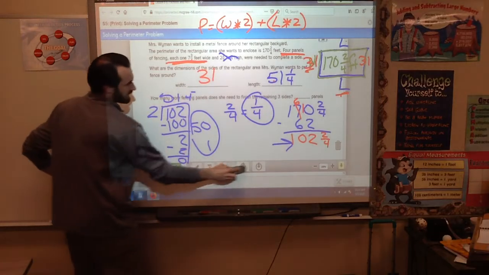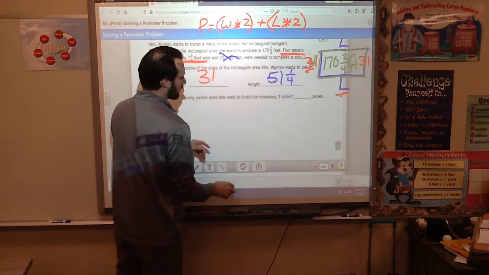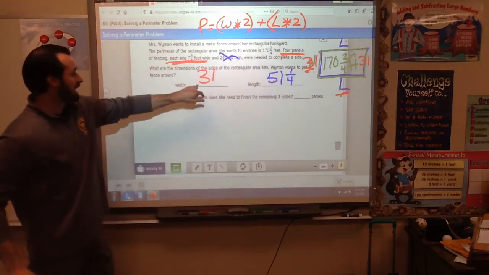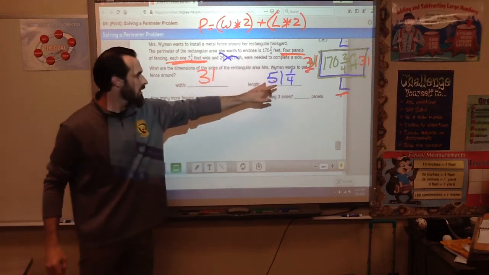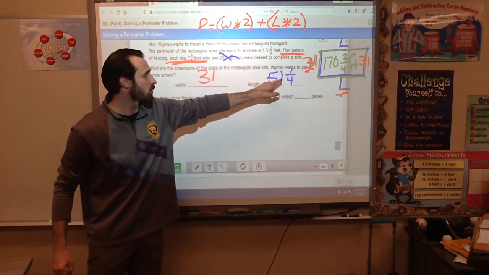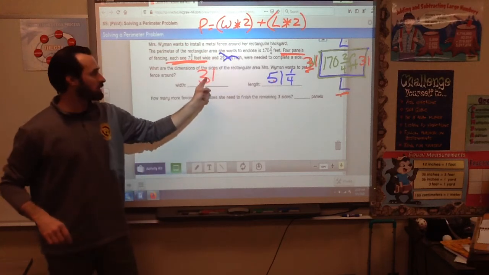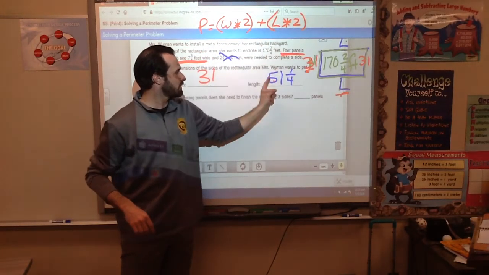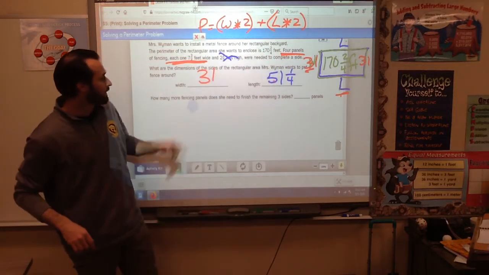Now we could check that to make sure it's correct, but I know it is, because what you do to figure this out is add this together, or times 2, 31 plus 31, and then 51 and 1/4 plus 51 and 1/4, combine those because width times 2, 31 times 2, and length times 2, 51 and 1/4 times 2, added together will give you perimeter.